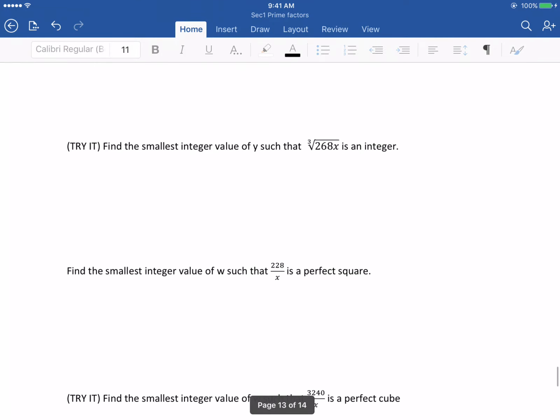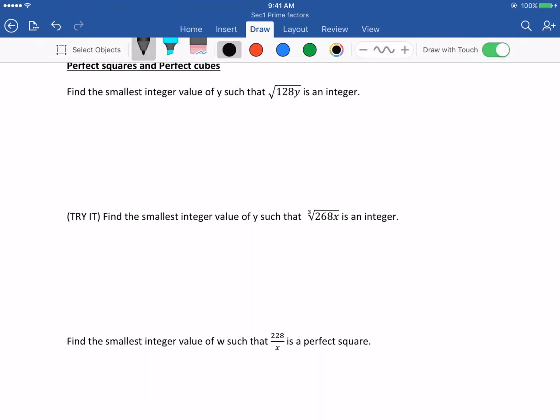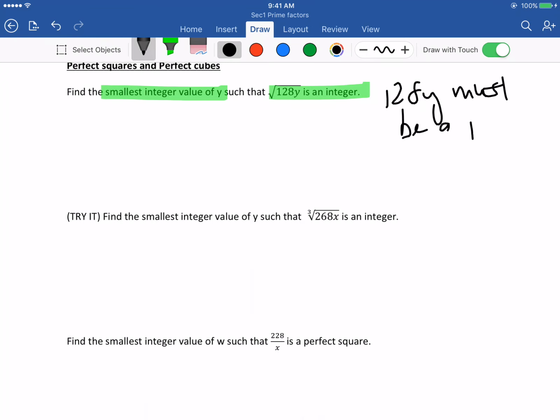Okay? I'm going to do the last 2 examples for you, and then that will be it for this chapter. Next one. Find the smallest integer value of y such that the square root of 128y is an integer. It's something the same as this. Because in order to square root 128y into an integer, your 128y must be a perfect square.